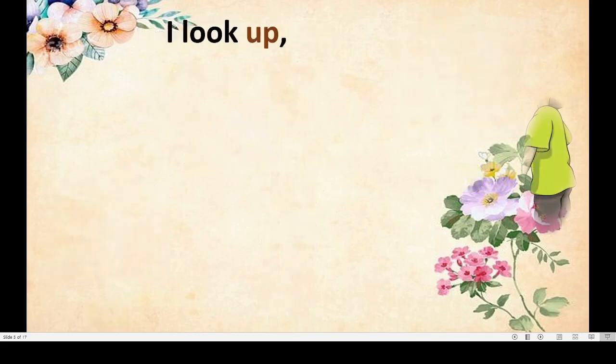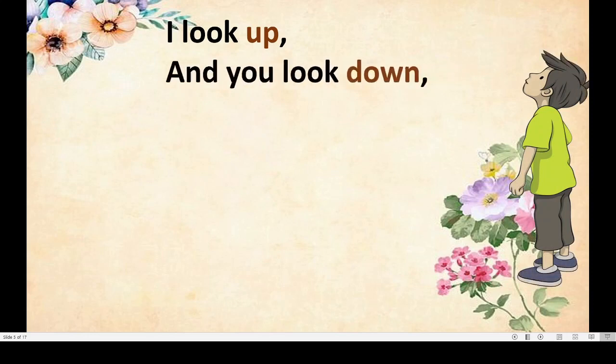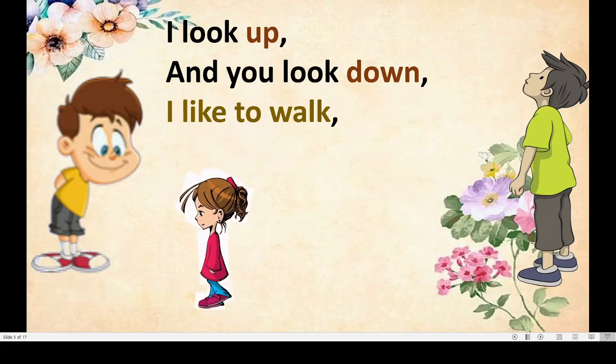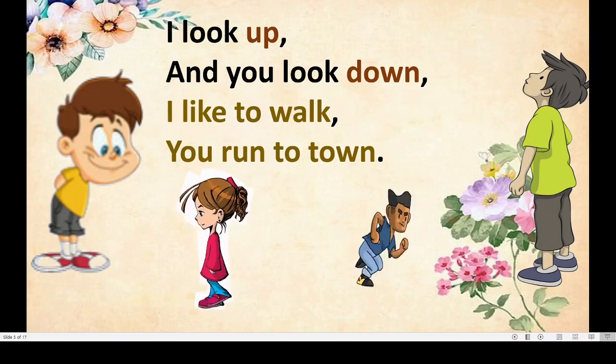I look up and you look down. See the pictures, you can understand easily. This boy is looking up at the sky and this boy is looking down to the ground. Correct? Up, down, they are opposites to each other. Up, the opposite is down, or for down, the opposite word is up. I like to walk. See, this girl is walking. I like to walk and you run to town. Okay, these are also opposite words.